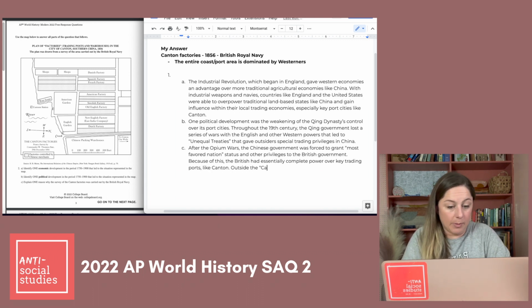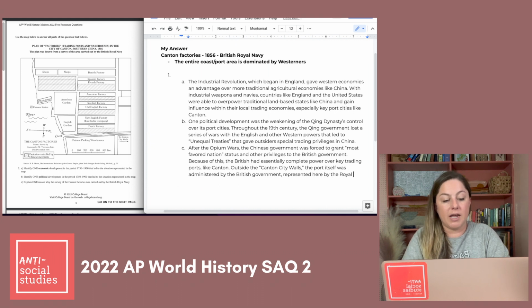Outside, and I'm going to put this in quotes because I want them to know this is coming from the map, "Outside the Canton city walls, the port itself was administered by the British government, represented here by the Royal Navy, and was not governed by the Chinese government, but instead was granted extraterritorial status as basically an extension of the British trading empire."